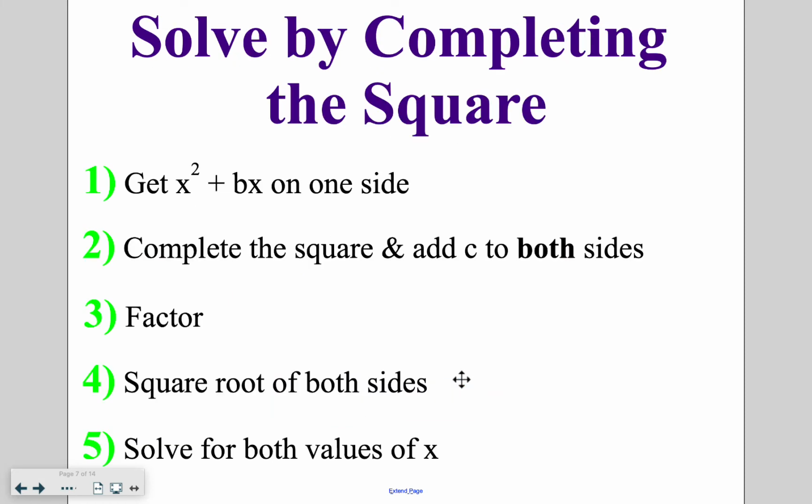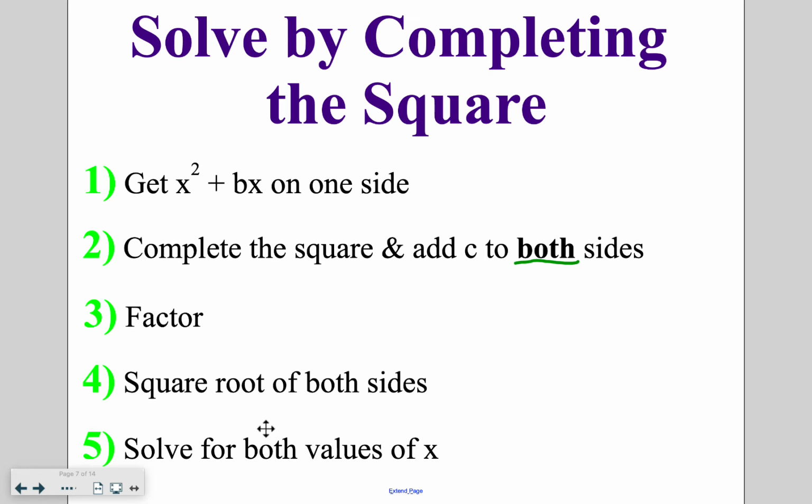So how does that help us actually solve? The first part is to make sure that we have x squared and bx on one side. Notice, this is only being applied if it is an x squared. If it is not plain x squared, we will go over a couple examples of how to fix that in a moment. Then we're going to do the complete the square process and add that c value to both sides of the equation. It is critical that you add it to both sides.